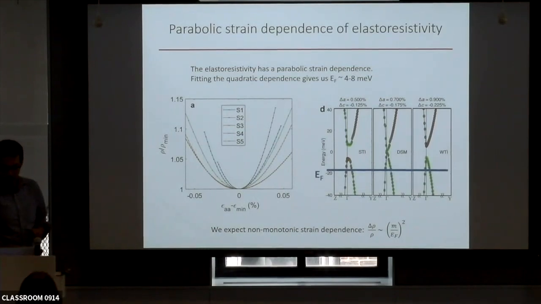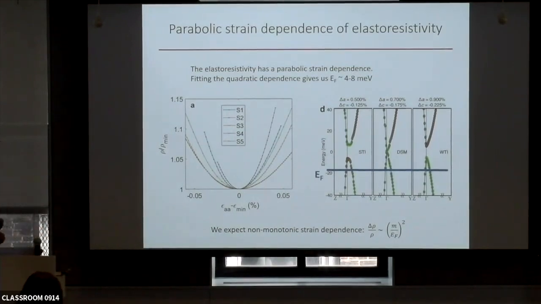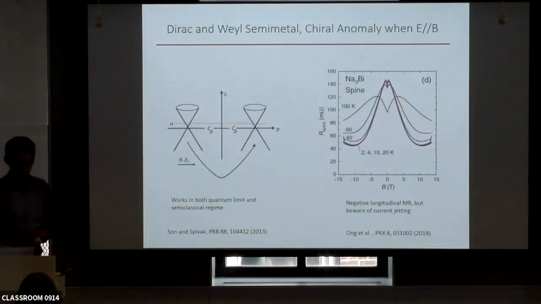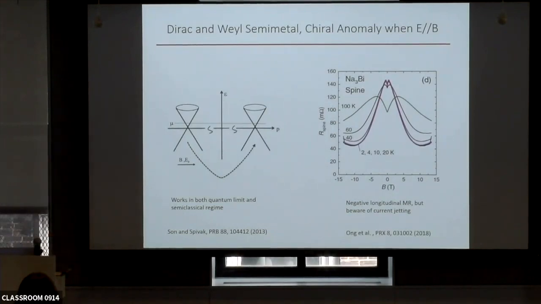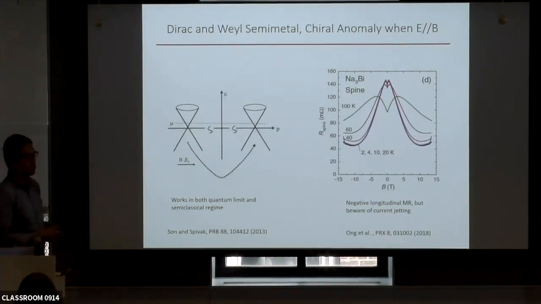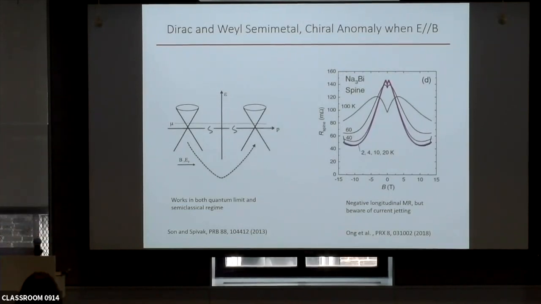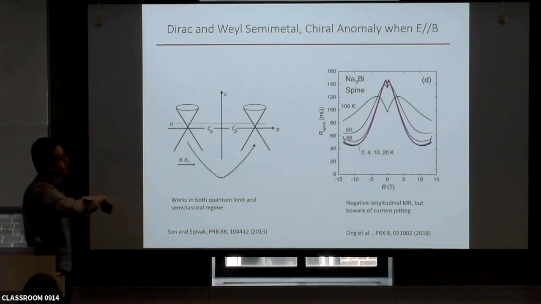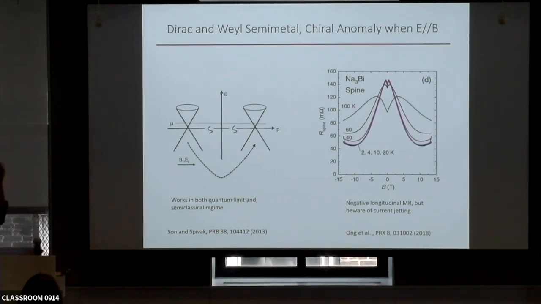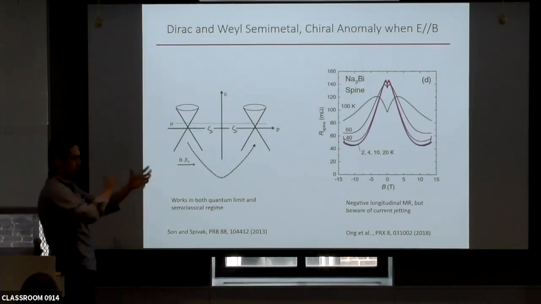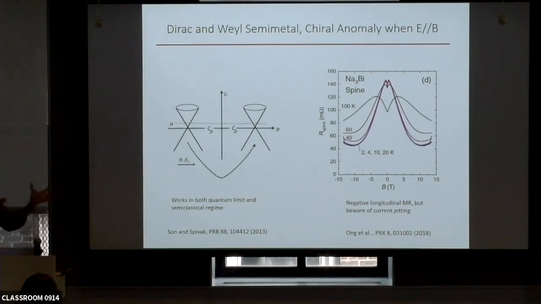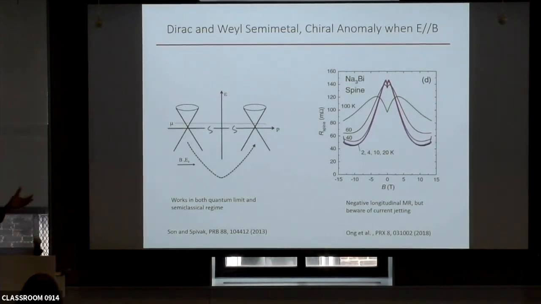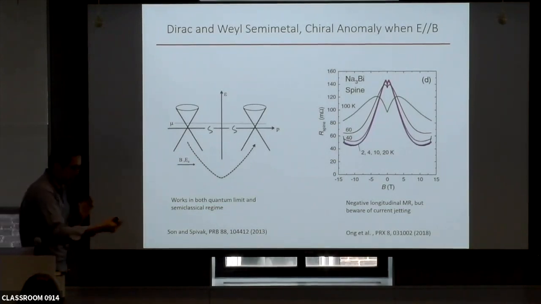The other consequence of sitting at this massive Dirac semi-metal is that you may see this chiral anomaly. I guess I don't need to make the introduction of the chiral anomaly, since it has been introduced many times. I just want to point out that there's some ambiguity associated with that, because current jetting may result in a similar kind of phenomenology, the negative longitudinal magnetoresistance. So you need a very careful contact geometry to make sure that you're not measuring current jetting, but actually the chiral anomaly.